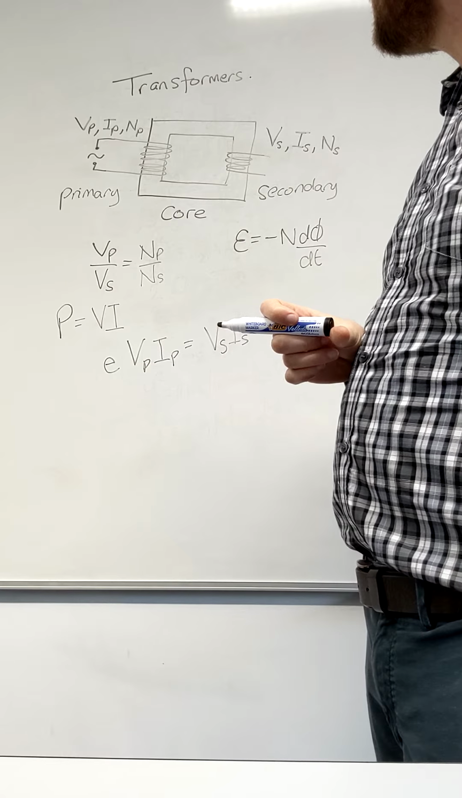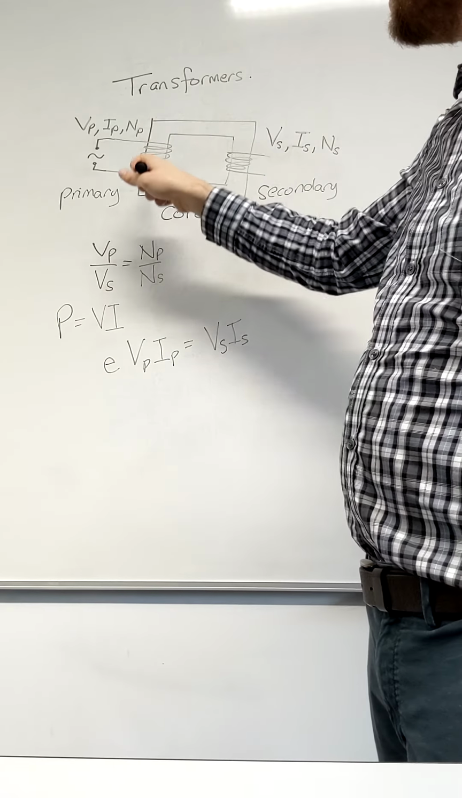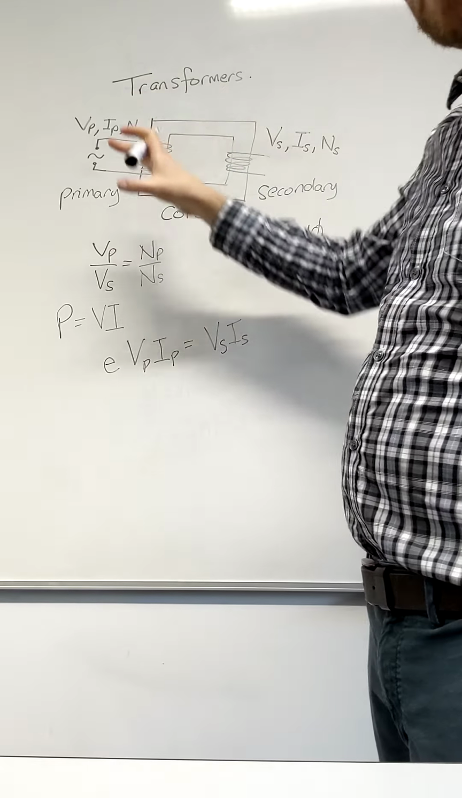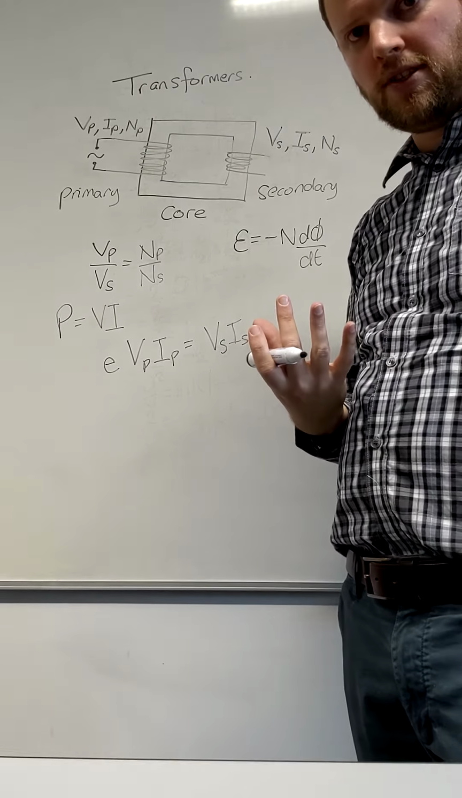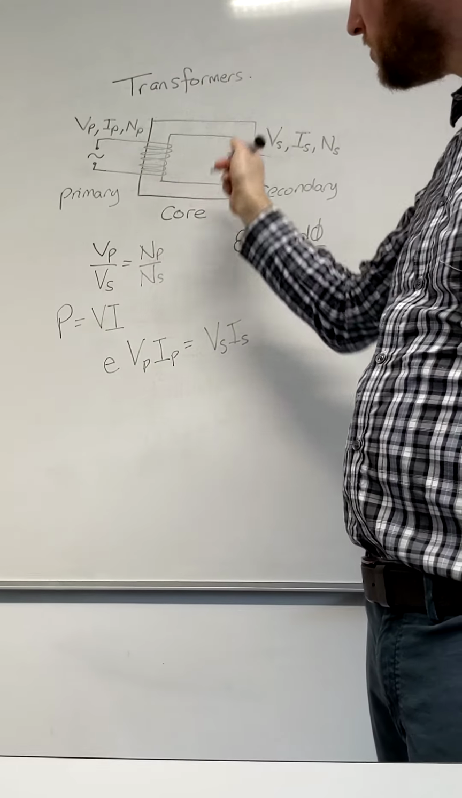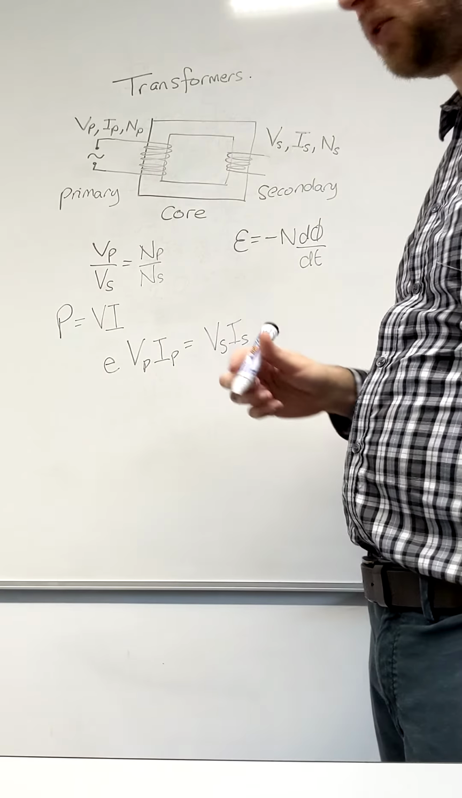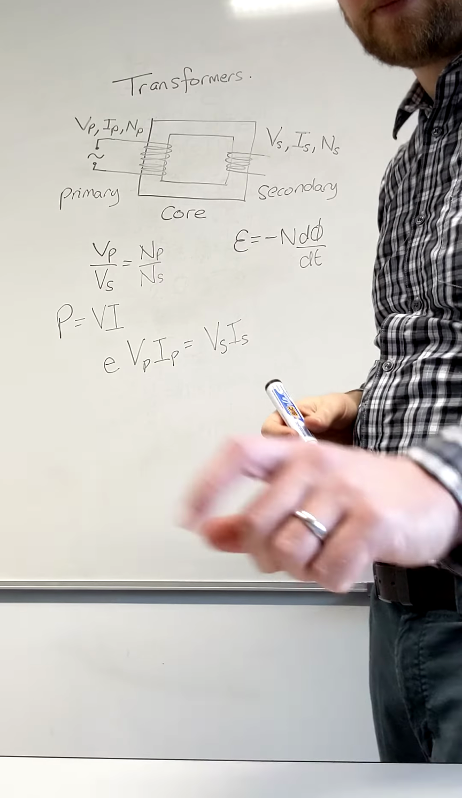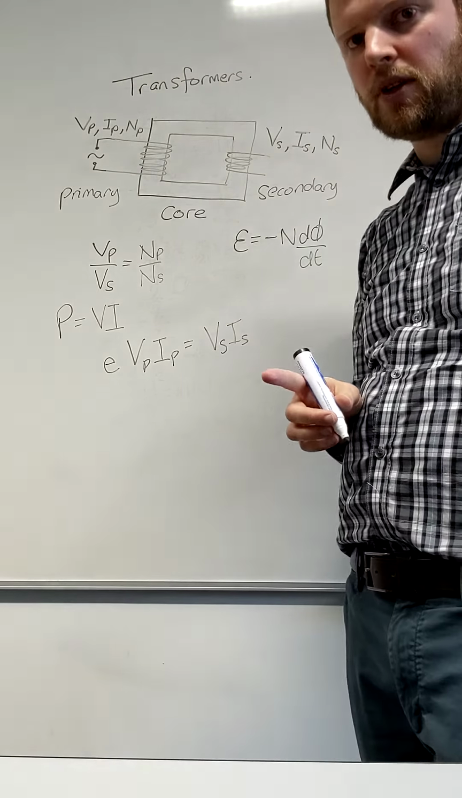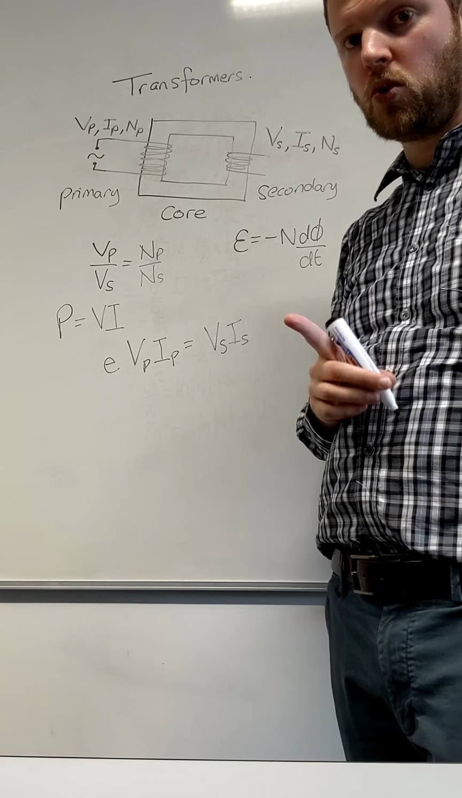And also, inside this core itself, because of the magnetic field, you will get eddy currents set up. So you will get loops of current flowing around this metal core. In the next video, I'll talk about how to reduce those losses.